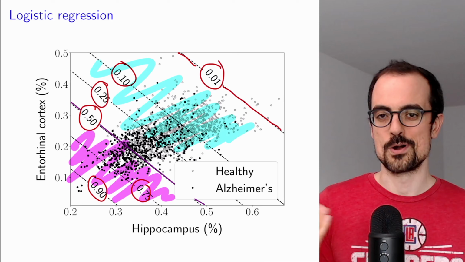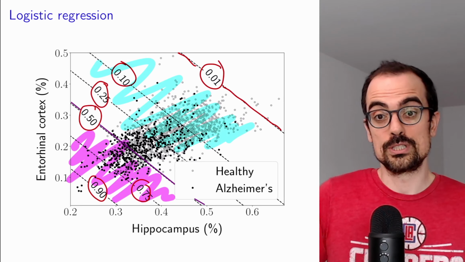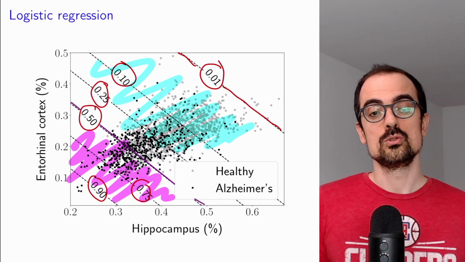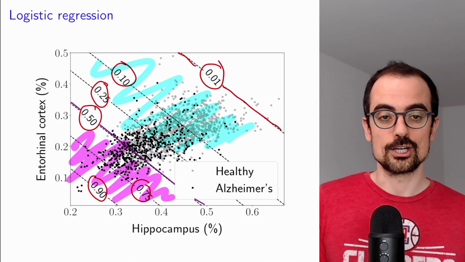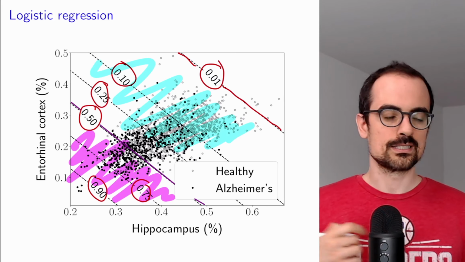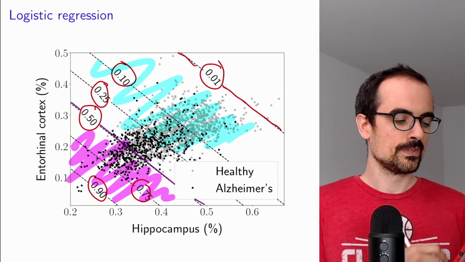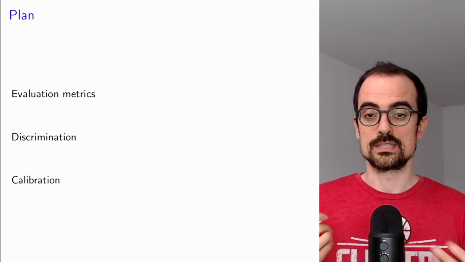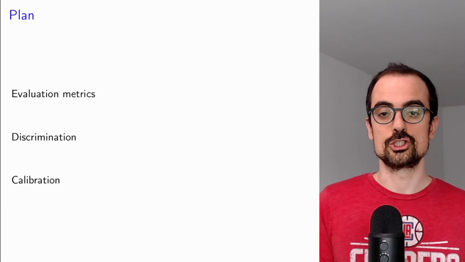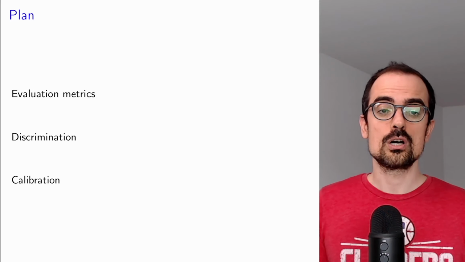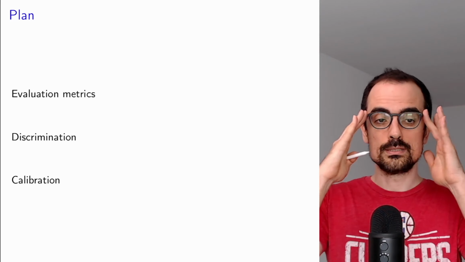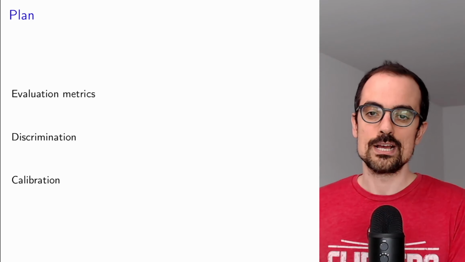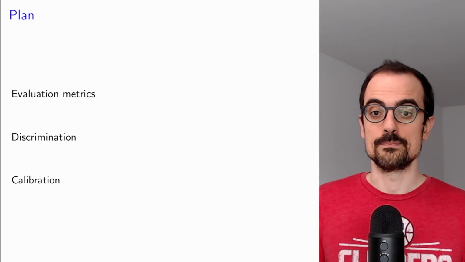And as you can see, we're making some mistakes. And we're going to see how to quantify to what extent this is a good classifier or not using several metrics essentially right now. So here is the plan. First, we're going to introduce those metrics to quantify to what extent a classifier like the one I just showed you is doing a good or a bad job. And then we're going to talk about the discrimination and calibration properties of the estimated probabilities.